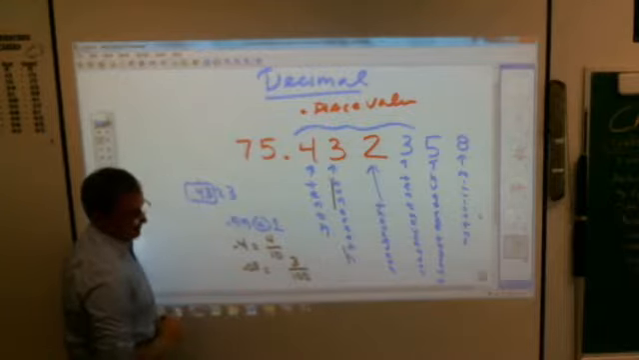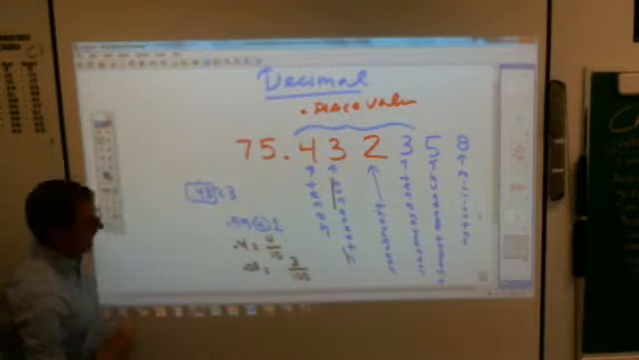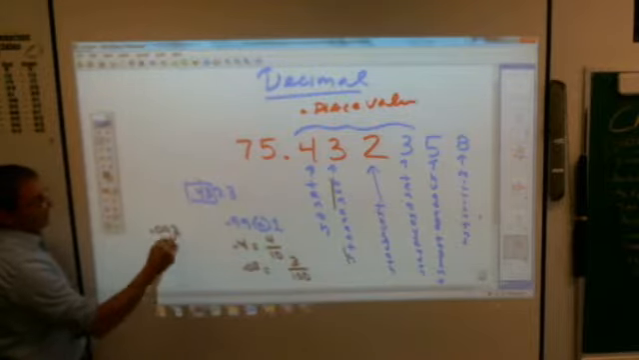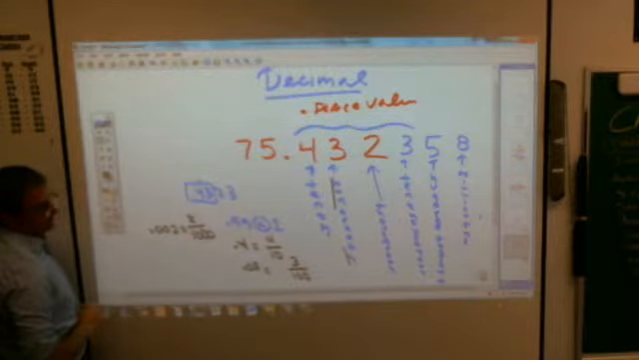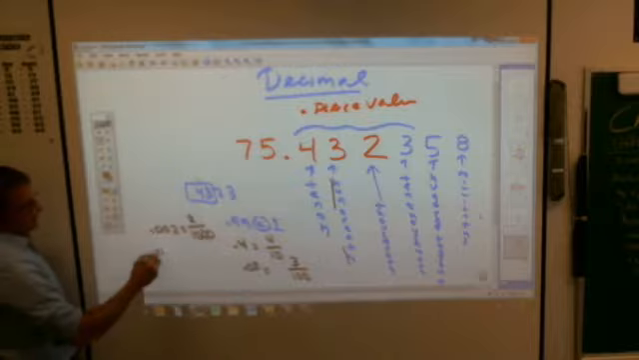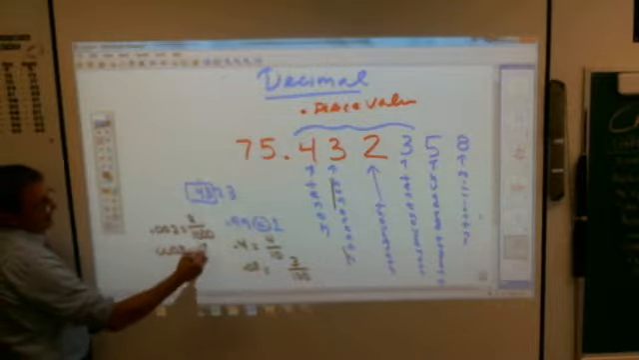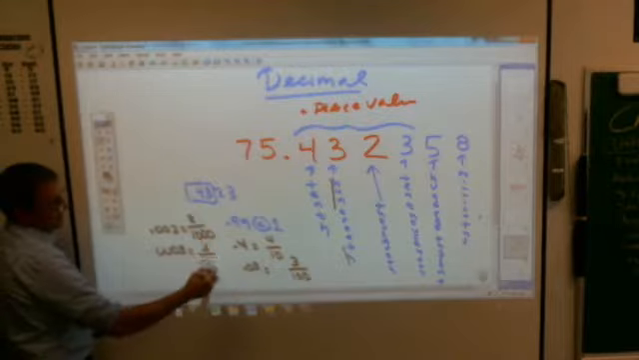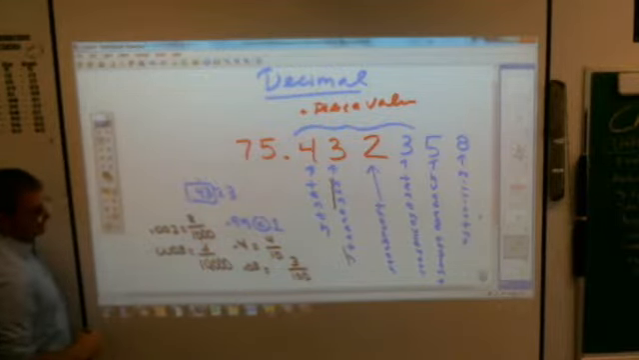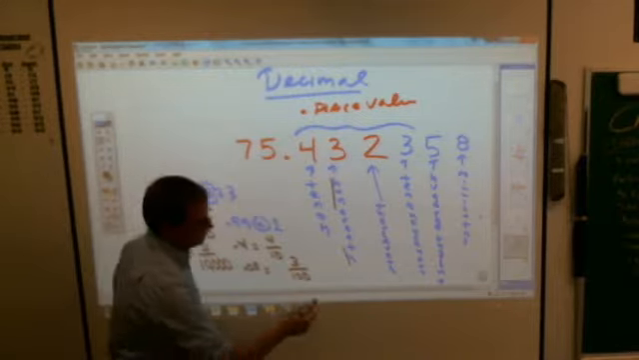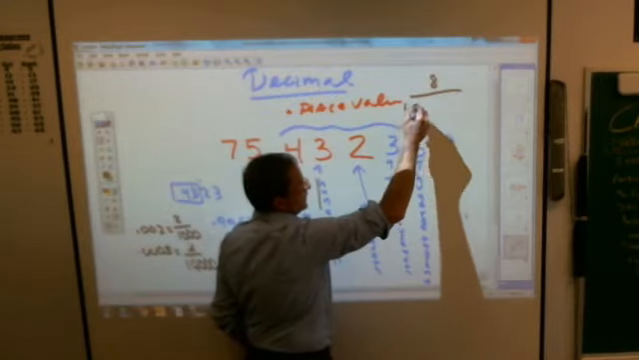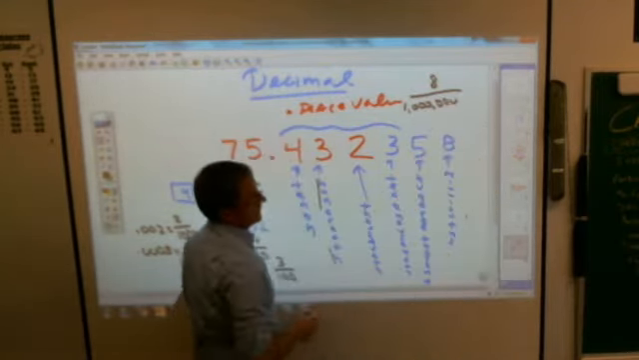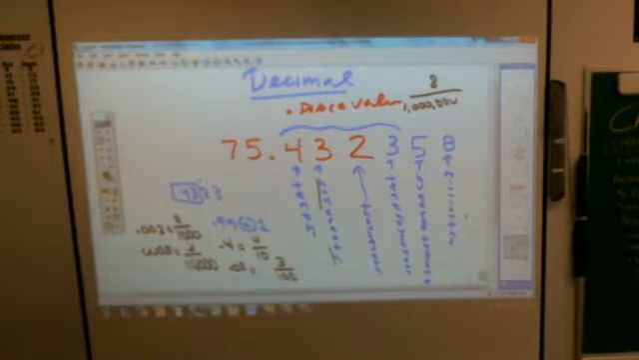The hundredths place, so it stands for 3/100ths. The 2 is in the thousandths place, 0.002, so its fraction would be 2 over 1,000. The 3 is in the 10,000ths place, so its fraction would be 3 over 10,000. And then what would the 8 be? 8 is in the millionths place, so it would be 8 over 1 million. You'd have to take something, cut it into a million pieces, and you would get 8 of them.